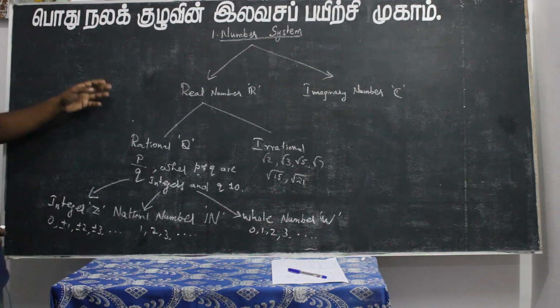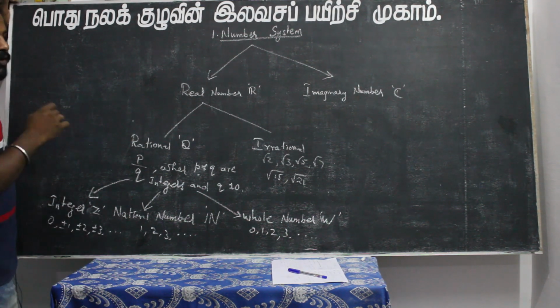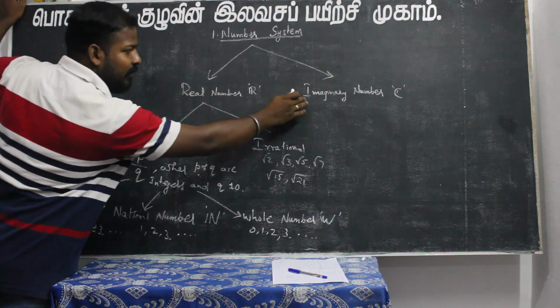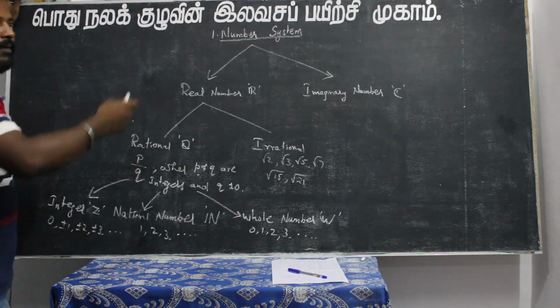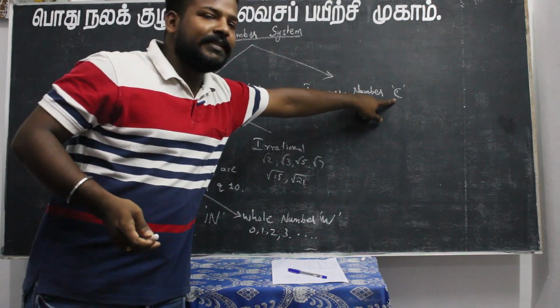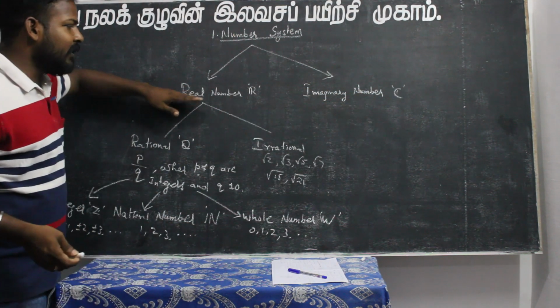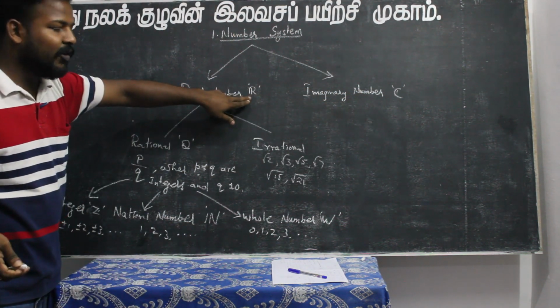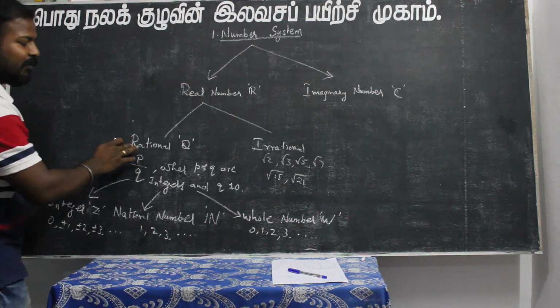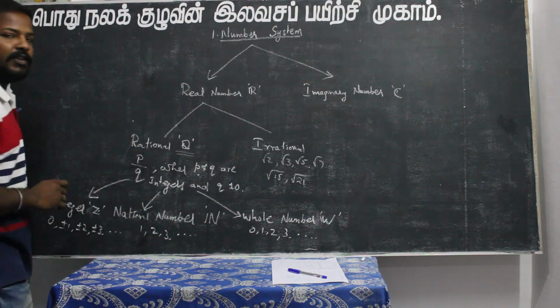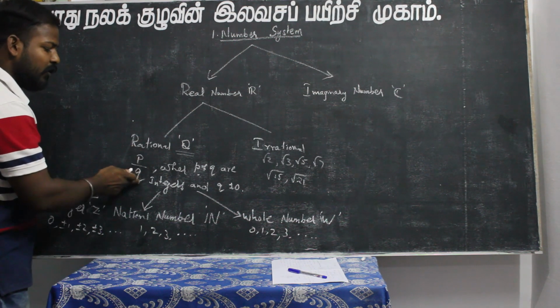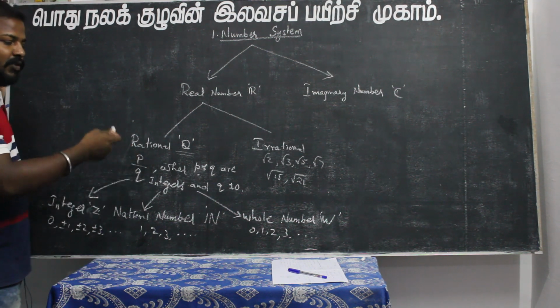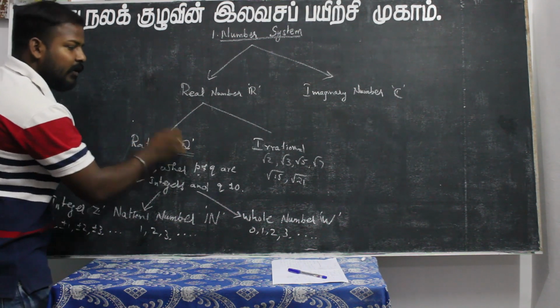One more thing we want to know about these notations. The imaginary number is a complex number, that is why we use the notation C. For real numbers we use R. For rational numbers we use Q. Why Q? Because in P by Q we have a quotient, so that is why we denote it by Q.